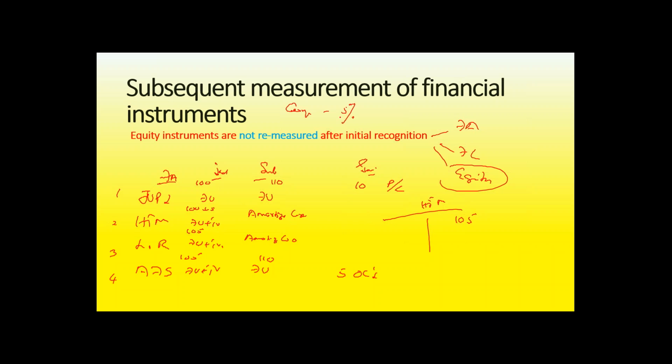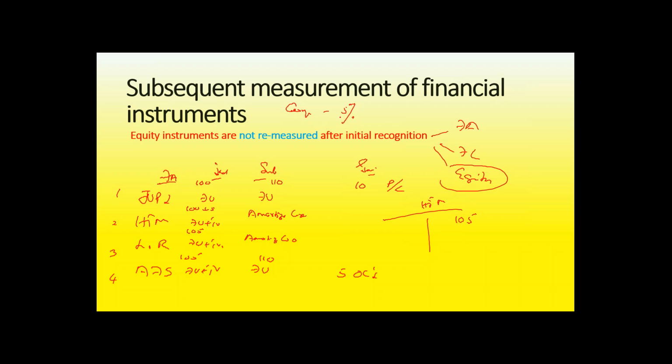But the effective rate is totally different from the coupon rate, because what you did was you invested 105 and you are getting just 5%. So that means your effective rate is less than 5%. Let's assume it is 4%. The examiner might tell you it is 4%.